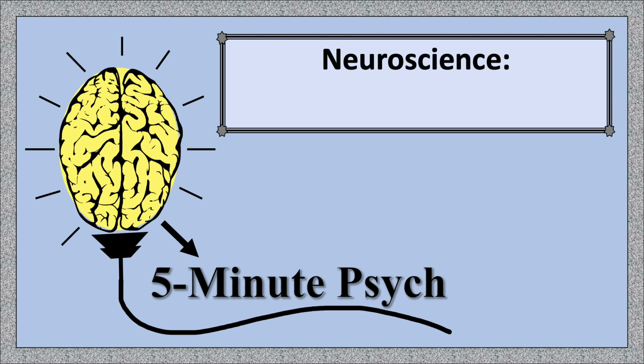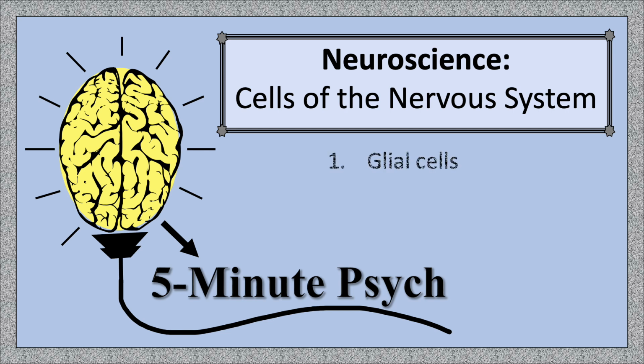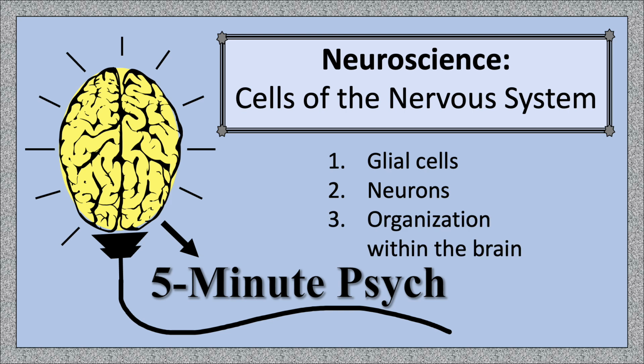In this 5-minute segment, we'll look at the two main types of cells that make up our nervous system, neurons and glial cells. Then we'll focus on the neuron to understand the different parts and their functions. And finally, we'll look at how these cells are organized in the nervous system.